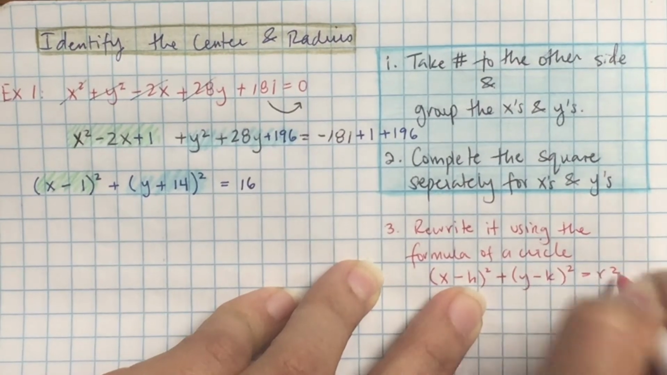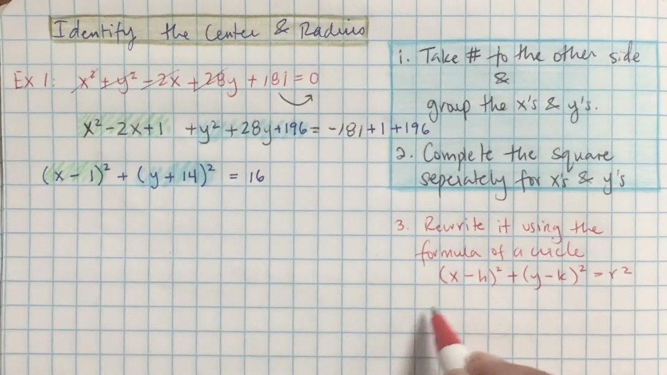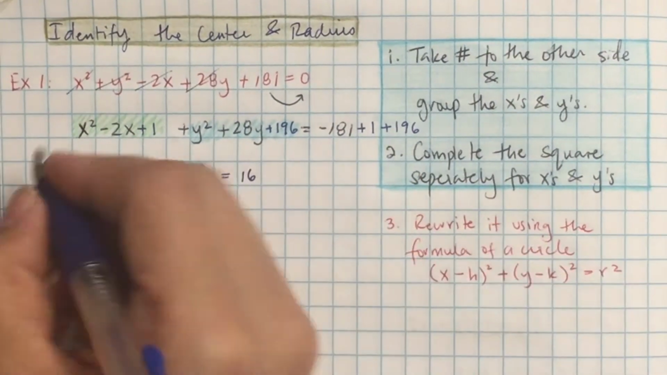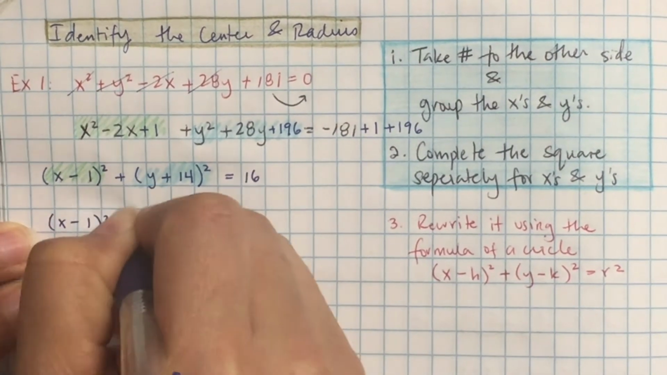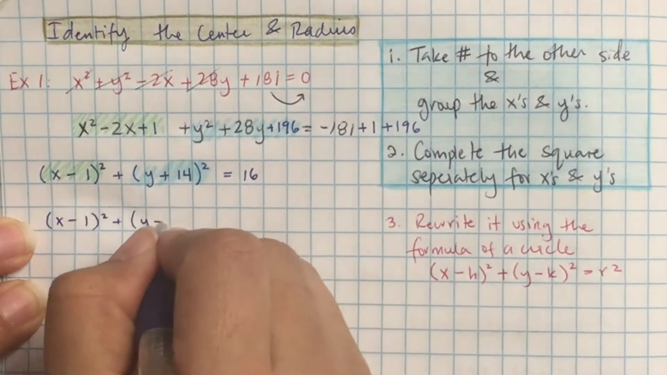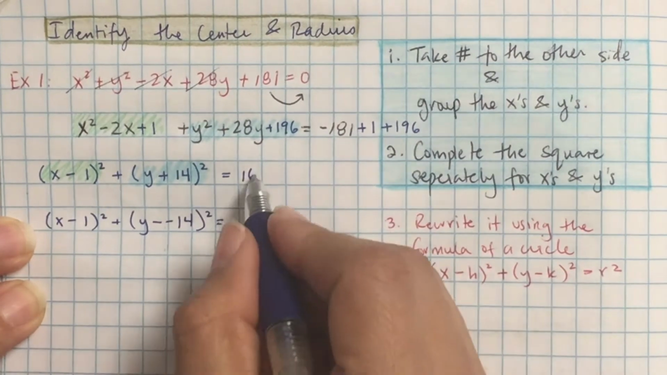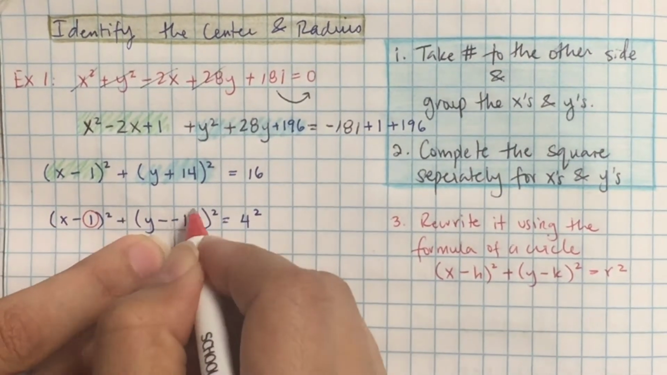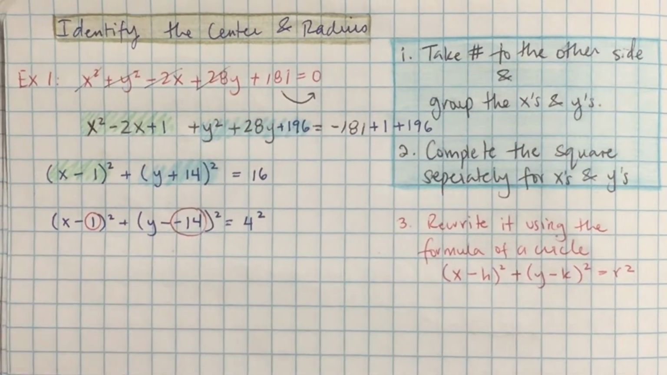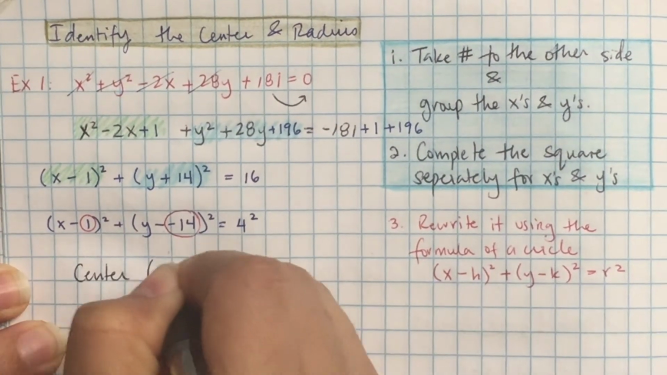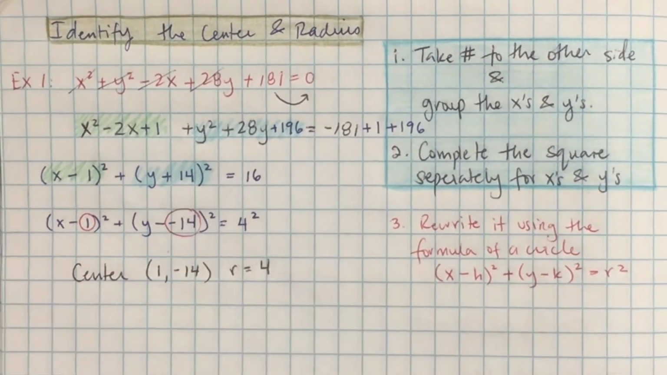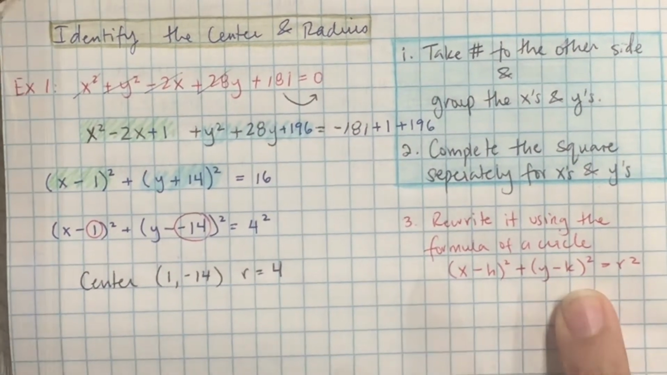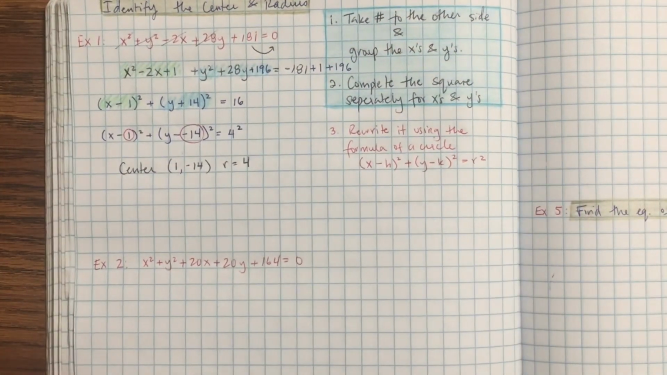So we need to make it look exactly like this. So I need to say x minus then h. So x minus 1 squared, that one's okay. Plus, then I need y minus k, but I have a plus. So I have to say negative 14, and then I have to write the square root, which is 4 squared. Then it goes x minus circle, y minus circle. That's your center. So the center is 1 and negative 14. What's in your circle? And your radius is 4. So once you're given the equation, you can find the center and the radius.